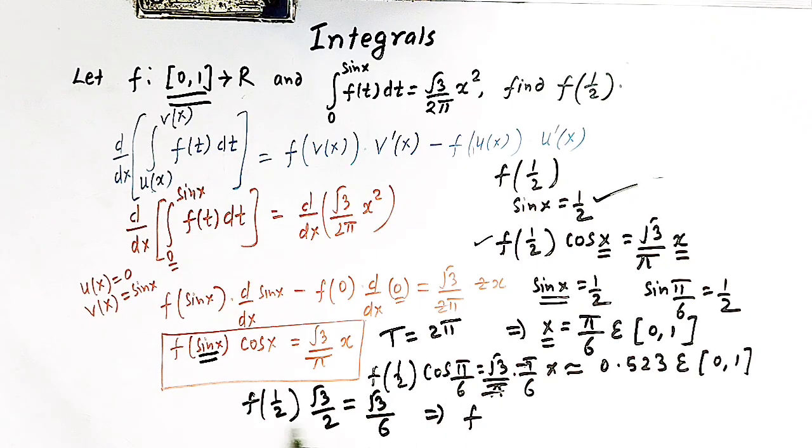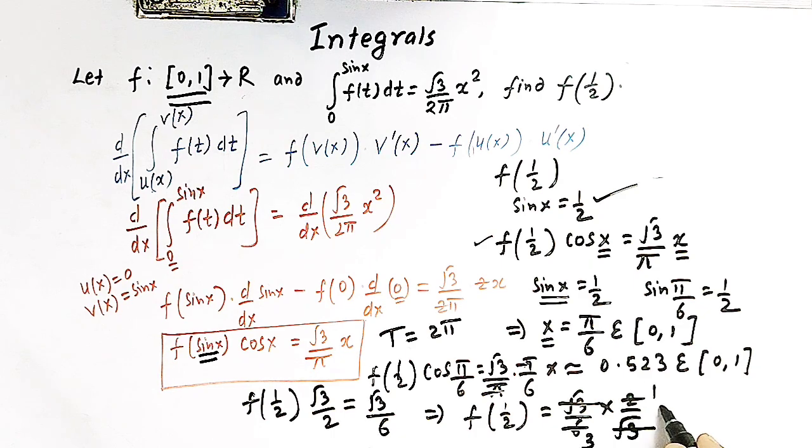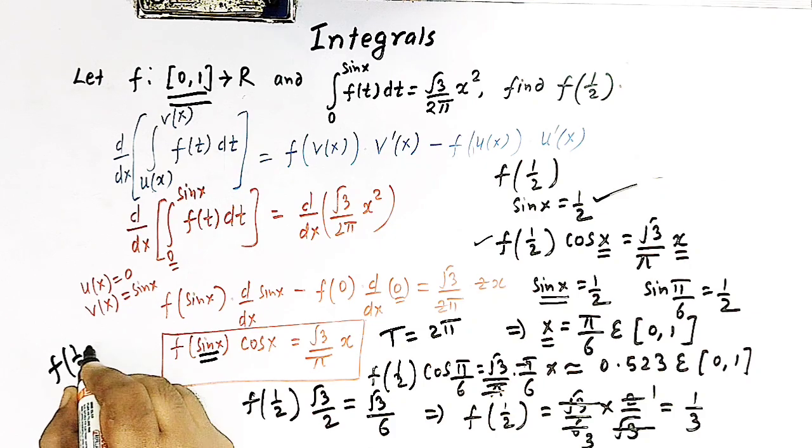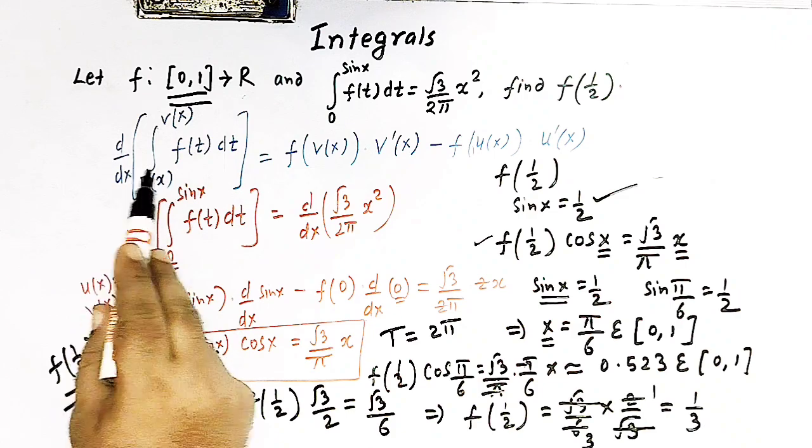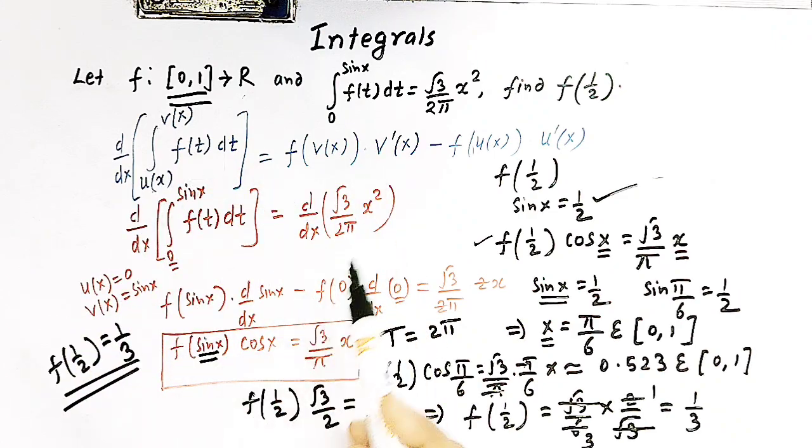So now we can rearrange the terms. So we have f of half is equal to root 3 over 6 multiplied by 2 over root 3. Now root 3 and root 3 get cancelled. Here we have 2 times 3 is 6, so we are left with 1 over 3. So viewers, the required value of f of half is equal to 1 over 3. So this is how, by making use of the Leibniz integral rule, we can solve these kind of problems comfortably.